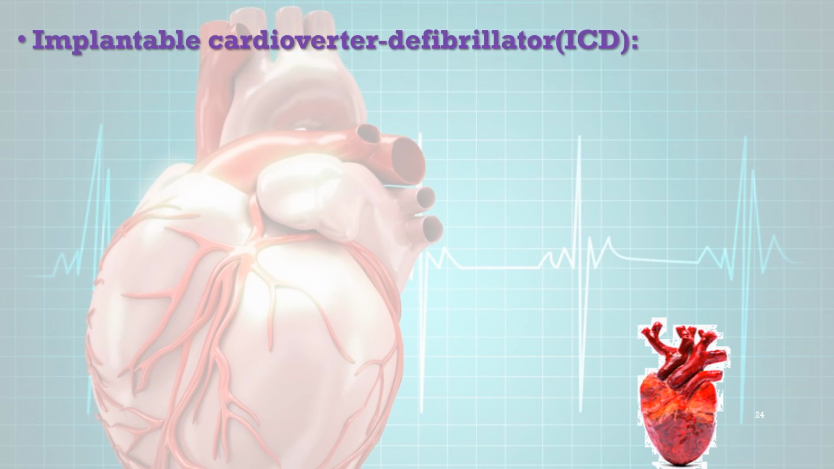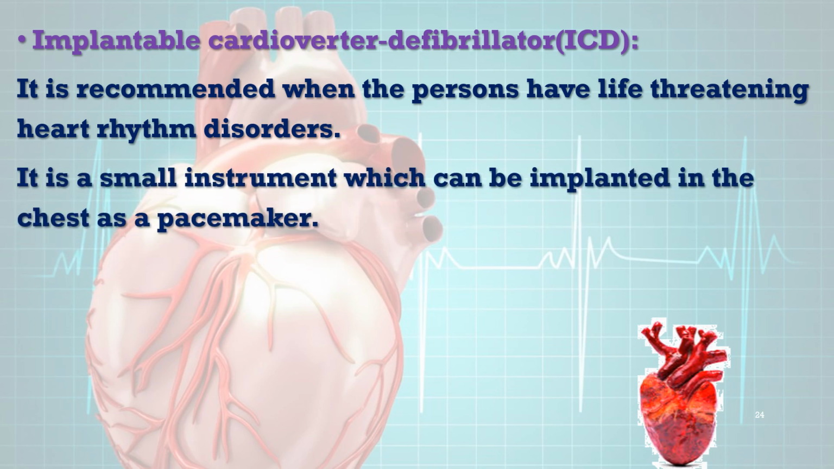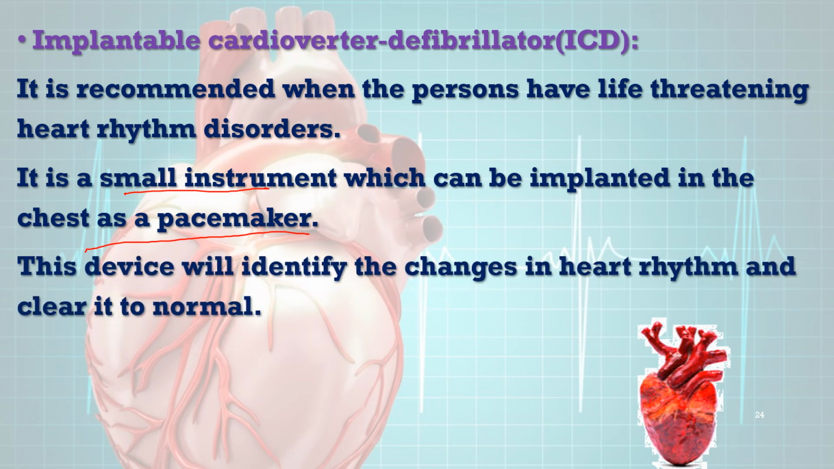The next is the implantable cardioverter-defibrillator. In short, we say ICD. What is that? For patients with suspected arrhythmia or recurrent arrhythmias, the treatment modality is the implantable cardioverter-defibrillator. It will recognize the rhythm and deliver the shock. So this seems similar to the permanent pacemaker. This device can identify the rhythm and revert the rhythm by delivering a shock.